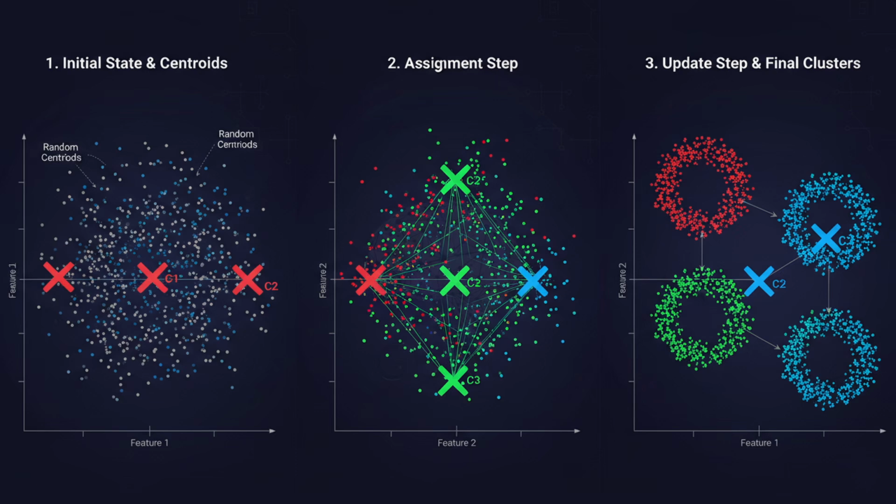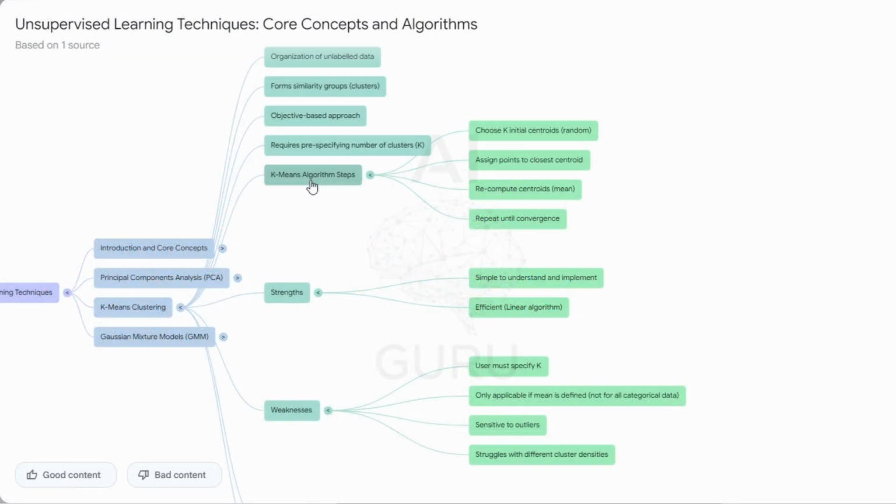And finally, step 4: repeat steps 2 and 3. Keep assigning points, keep recalculating centroids, until the assignments stop changing. Until no point wants to switch clusters after the centroids are updated. That's convergence. It's incredibly intuitive. You just keep shuffling points until things settle down.